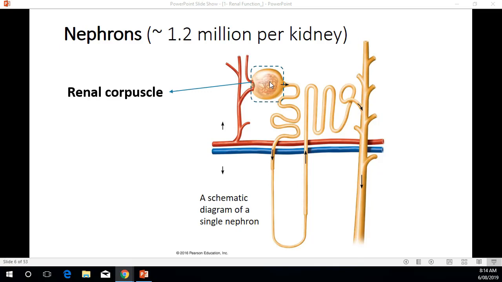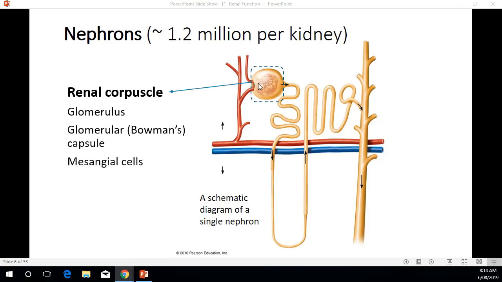What does it contain? It contains the glomerulus, which is the capillaries inside. The Bowman's capsule or glomerular capsule, this cup-like structure which is around the capillaries. And then you have supporting cells in there, which are called mesangial cells. So this is the renal corpuscle. After the renal corpuscle, you see a network of tubules.